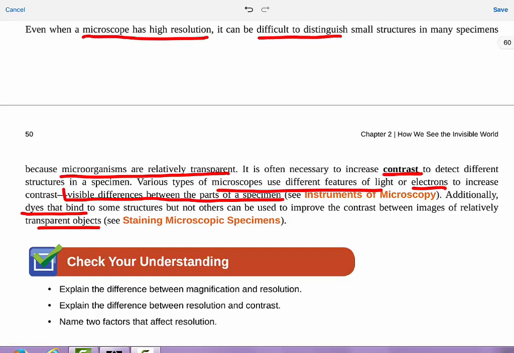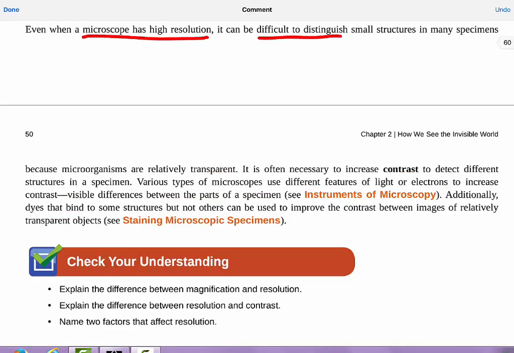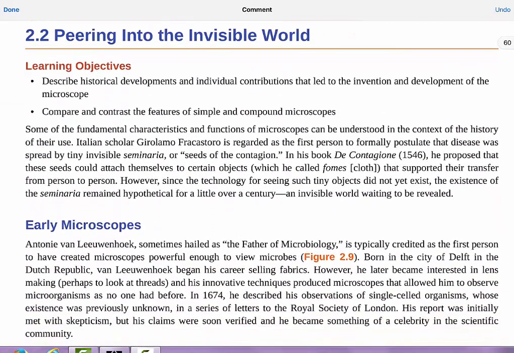So there are all these different types of stains, and we'll talk about a lot of them in this chapter toward the end here. And all of these different stains are meant to improve the contrast so that you can see certain parts of that microorganism to be able to make identifications, for example.